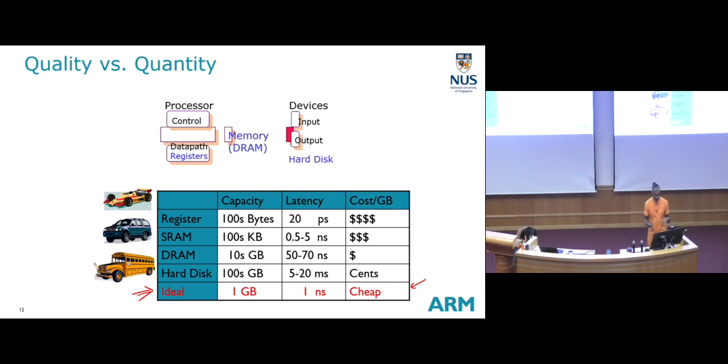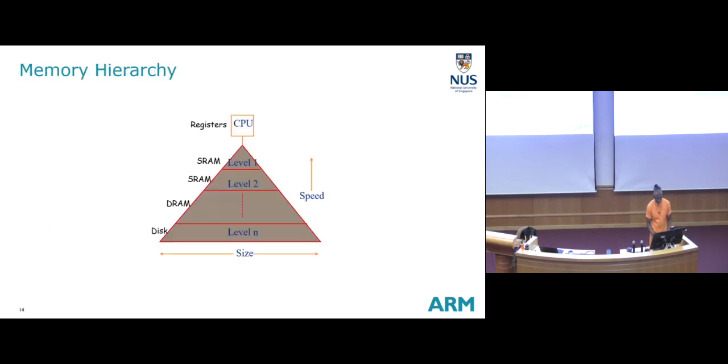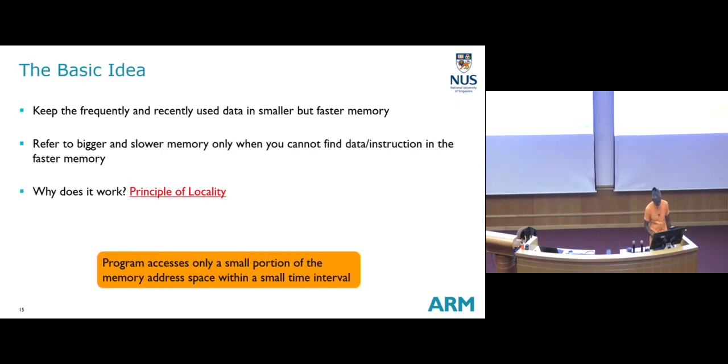So what we want to do is put everything together into a complete system. We want a big and fast memory, at the same time at a low cost. Now how can we go about doing this? We can keep our small memory closer to the CPU and our large memory further away from the CPU. This is the hierarchy. At the top we have the registers, internal to the processor. Anything internal to the processor is very fast because I don't need to go out to get any information. It's all internal to the processor space. Then you have your SRAM, then your DRAM, and then your hard disk.